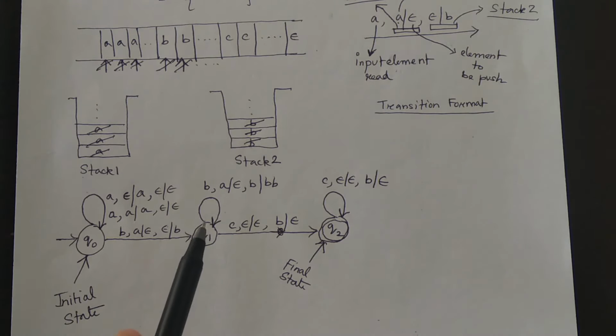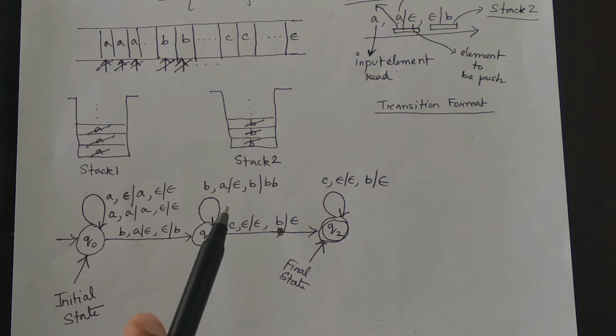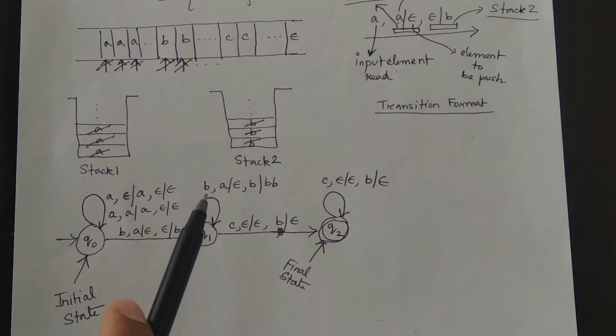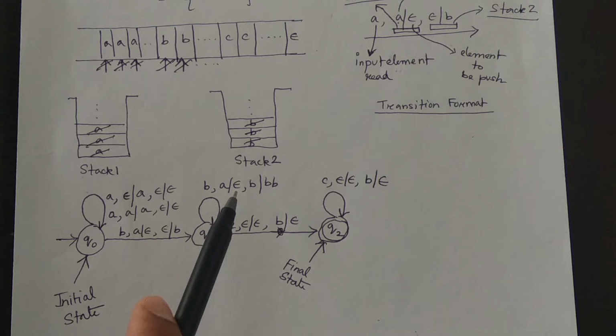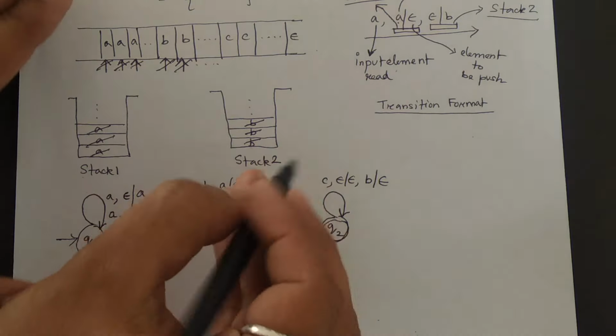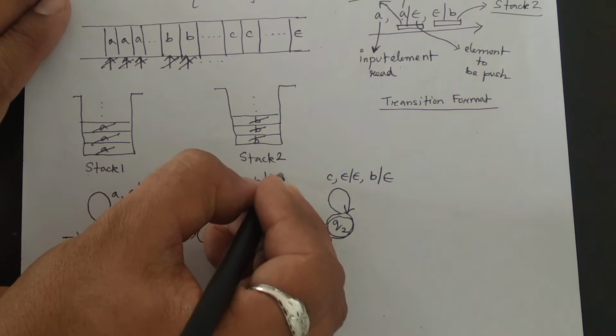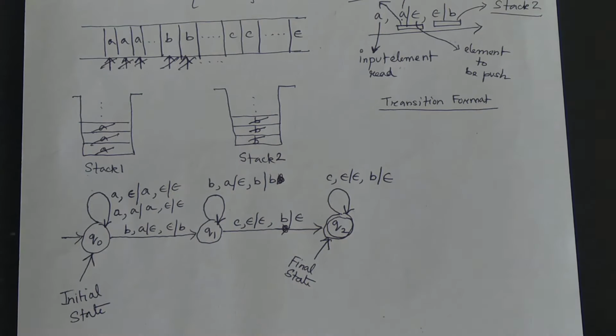Clear? Now similarly I will do for all the remaining B's, correct? So I will take a self loop. In this self loop, on seeing B, in stack number 1, top of the stack is A. I'm popping it out by using this epsilon symbol, correct? And in stack number 2, on seeing B, I'm pushing B. Clear? I'm using two B's, don't get confused. This means the stack elements, okay? So I'm using only one B to make it clear, okay?